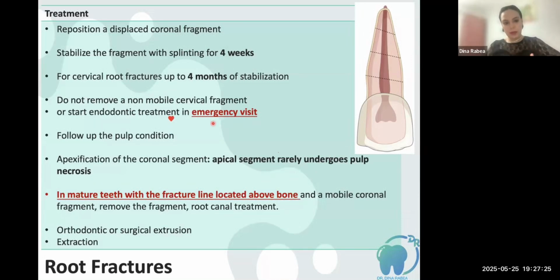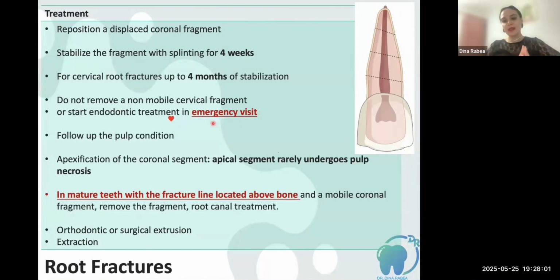Of course, we have to follow up the pulp condition. Most of the time in these types of fractures, when we have to do RCT or root canal treatment, we only do it for the coronal fragment. The apical fragment, most of the time, revascularizes and does not go necrotic. So you have to just use MTA for the coronal portion, or if it's a middle root fracture, for the longer upper coronal portion. Of course, again, extrusion orthodontically or surgically is always a valid option.